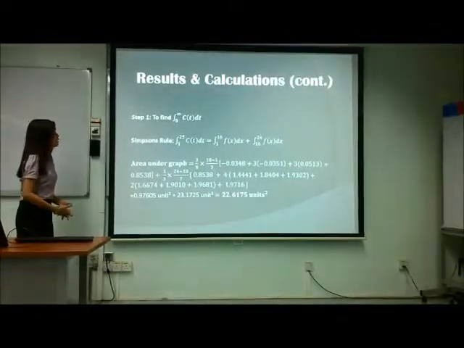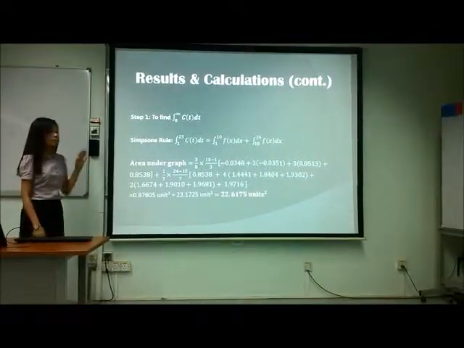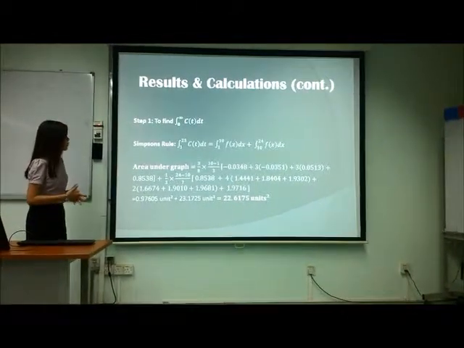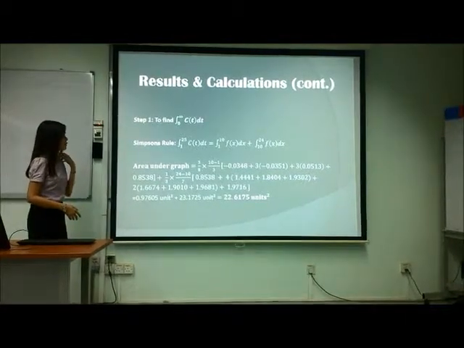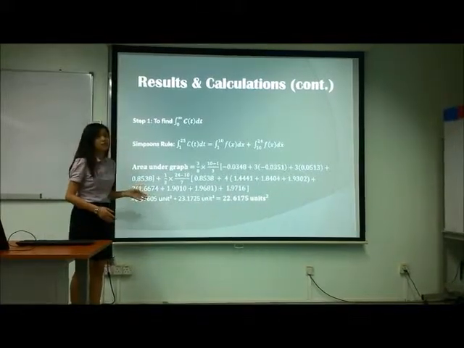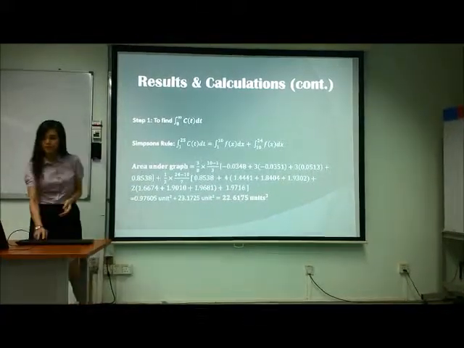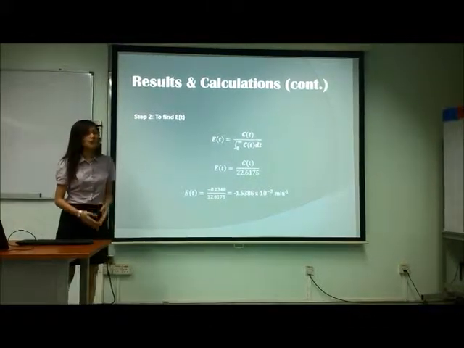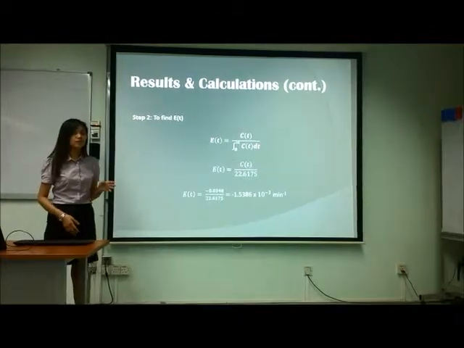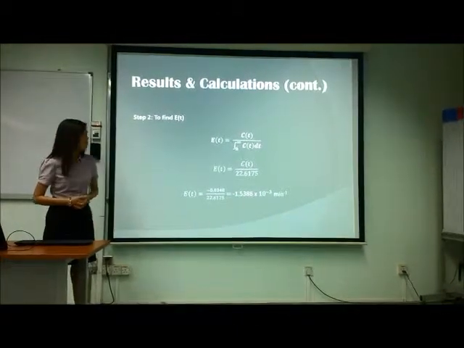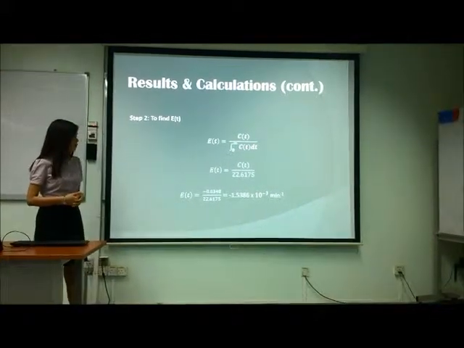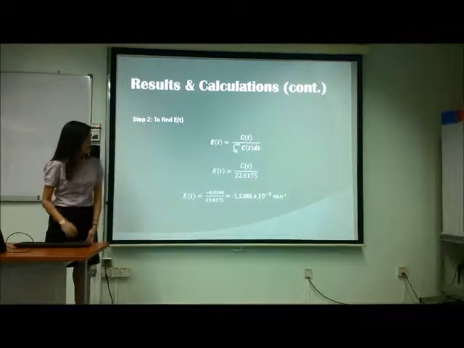So we'll start by calculating the integral of the tracer concentration. By taking the integral, we are using Simpson's rule, and we can calculate the area under the graph. For this experiment, what we got is 22.6175 units squared. And step 2, we'd like to calculate the residence time distribution, which we take the concentration divided by the area that we obtained just now, which is approximately minus 1.54 times 10 to the power negative 3 per minute.